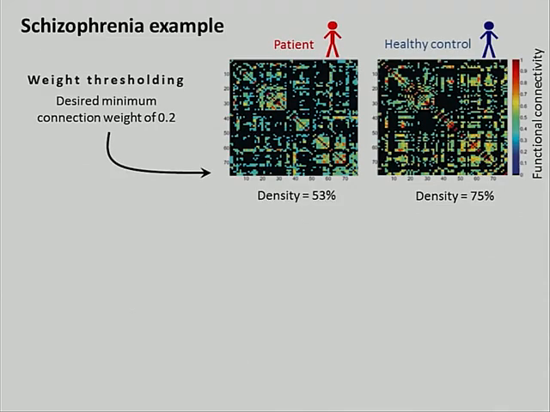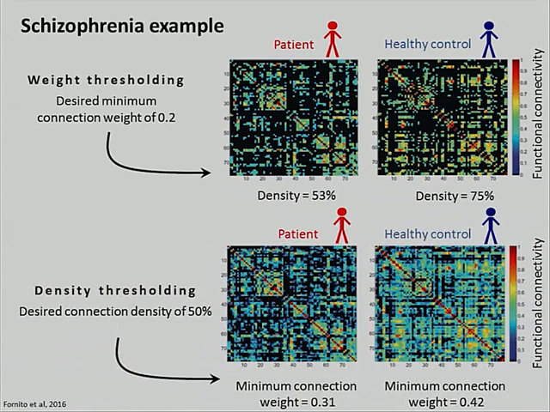So just to contextualise this in a little more detail, here's a schizophrenia example. Now, in patients with schizophrenia, functional connectivity is typically reduced compared to healthy comparison subjects. So if we use weight-based thresholding and we set a weight of 0.2, so that means we eliminate any functional connections with a Pearson correlation that is below 0.2, we see that the patient ends up with a connection density of 53%. That's because the patient overall has a greater proportion of weaker functional connections. In contrast, the healthy control ends up with a connection density of 75%. So we have a strong difference in connection density.